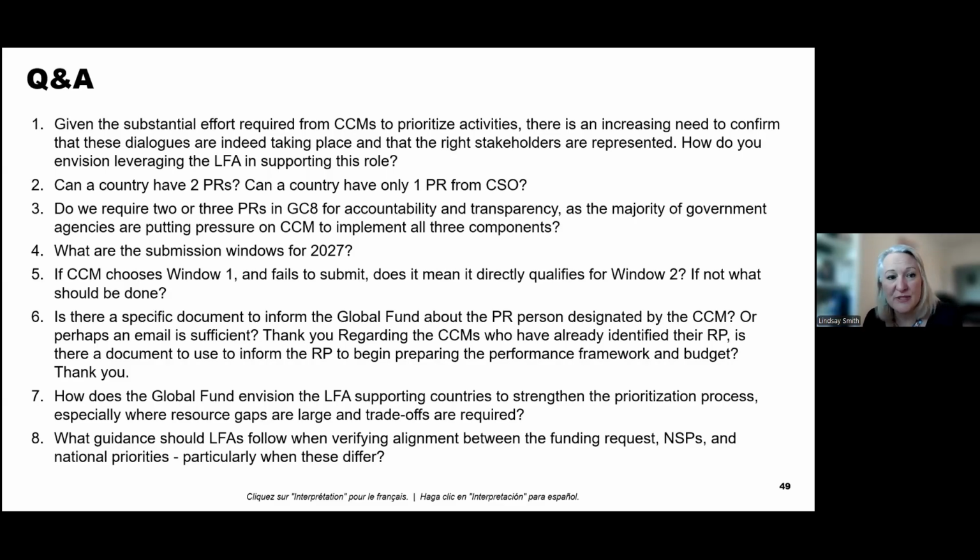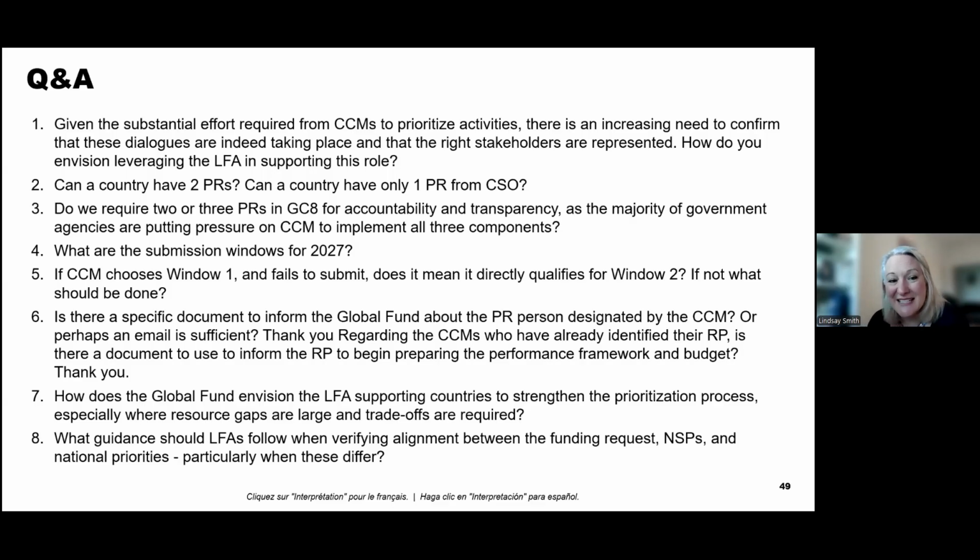having multiple principal recipients. Question 4, what are the submission windows for 2027? So 2027 will have 2 or 3 submission windows, as we have often had in the past in the second year of a funding cycle. Those dates have not yet been set. We will set the dates for those submission windows in the second half of this year. So right now we're focused on window 1 and window 2 for 2026, but we will be communicating that, and that will go onto the Global Fund website as soon as those are confirmed.